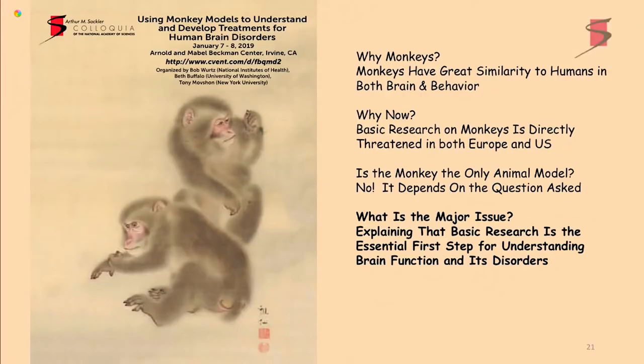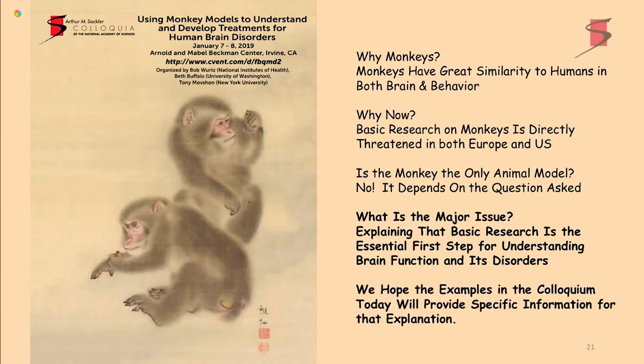The next vaccine trials were 20 years later in 1955, when understanding had expanded dramatically, and the Salk vaccine was successful. The iron lung disease has been nearly eliminated throughout the world. Understanding takes time. In this case, it took half a century. So, what's the major issue? I think it's explaining that basic research is the essential first step for understanding brain functions and its disorders. We obviously hope that the examples in the colloquium today will provide specific information for that explanation.